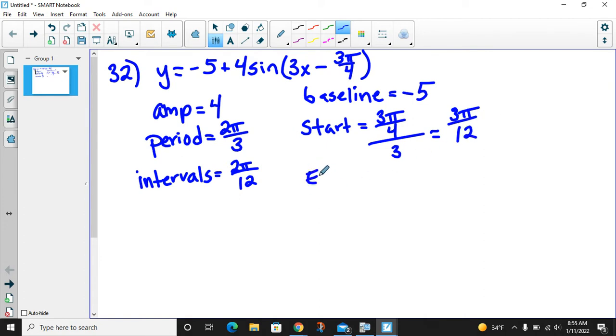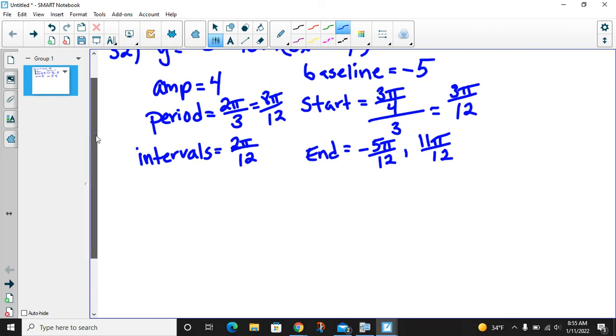And then finally our end. We take the start and we add and subtract the period. Now, in order to do that, we're going to want a common denominator. So this could be 8 pi over 12. So when I take my start and subtract my period, I get -5 pi over 12. And when I take my start and add my period, I get 11 pi over 12. So these are all of the pieces of information that I will need to graph this thing.